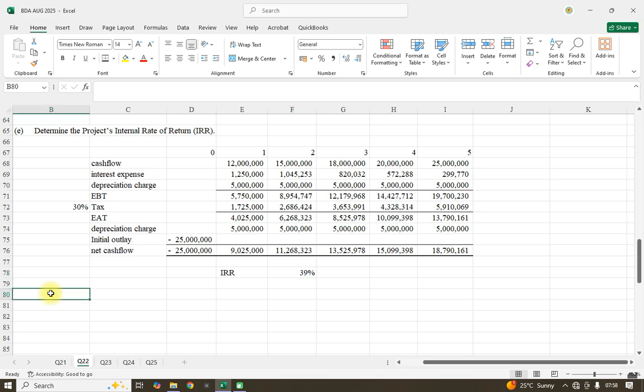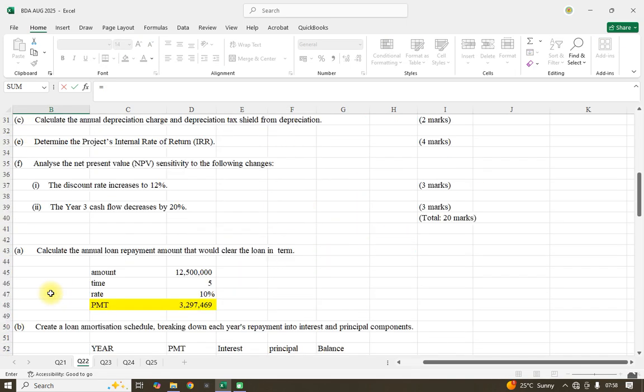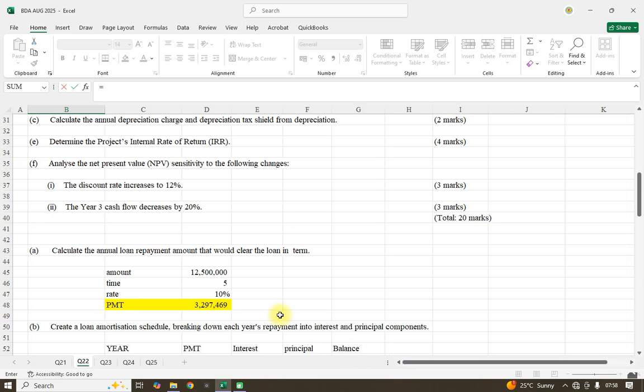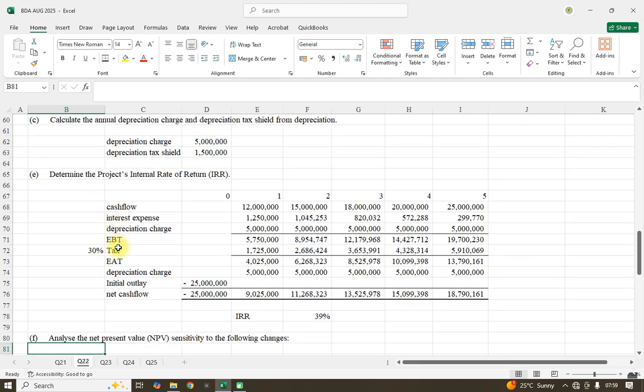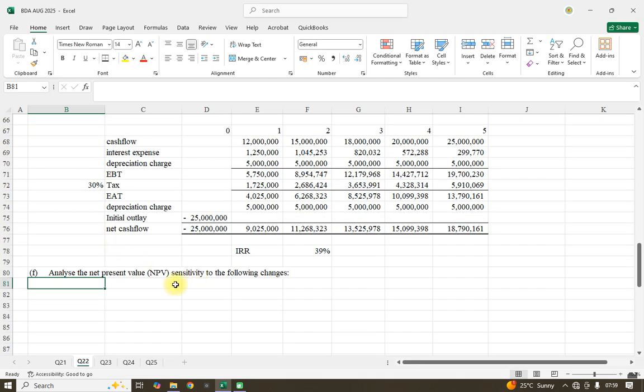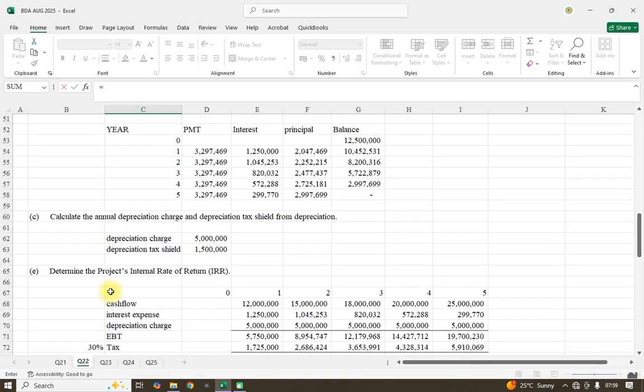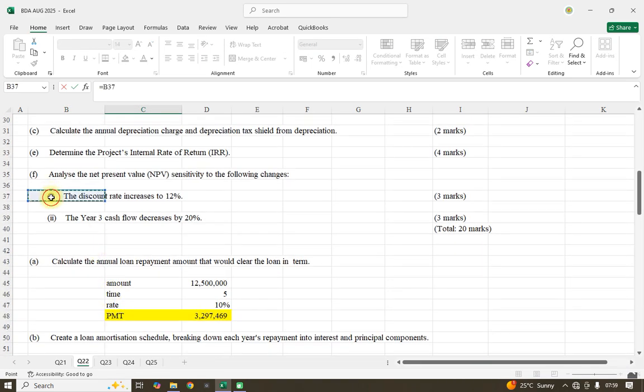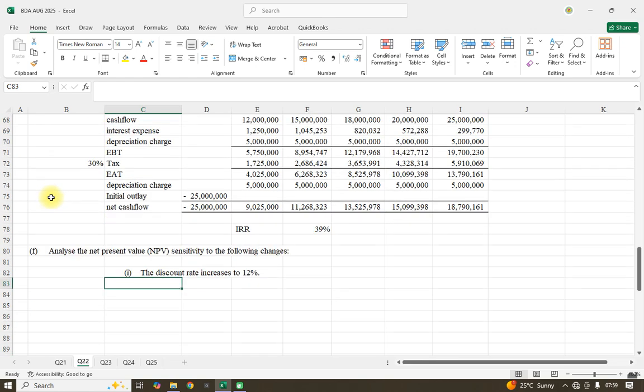Then the other part for sensitivity now, that is part F. Analyze the net present value NPV sensitivity to the following changes. And the first one is the discount rate. The discounting rate increases to 12%.